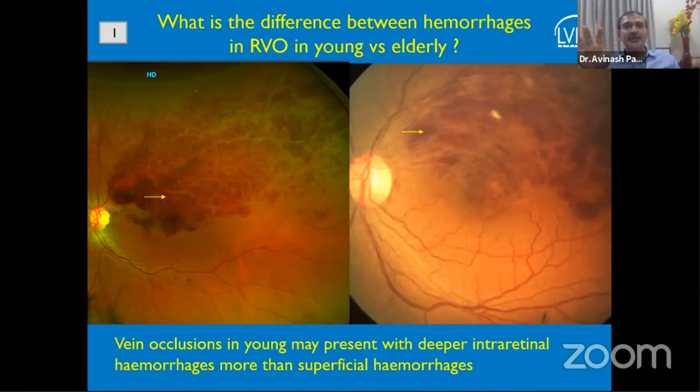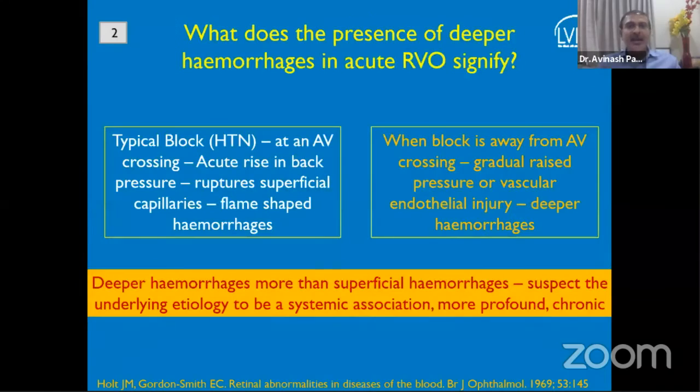And the first is, what is the difference between the type of hemorrhages in retinal vascular occlusion when we compare an elderly to a young patient? We all grew up with understanding that superficial hemorrhages are the commonest clinical manifestation in a patient with retinal vascular occlusion. But here I would like to draw attention that in the young, there may be a higher incidence of deeper intraretinal hemorrhages, as we can see on the left-hand side, compared to superficial hemorrhages. And why so? What is the cause for the deeper retinal hemorrhages?